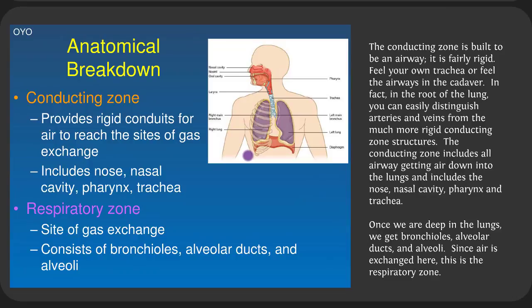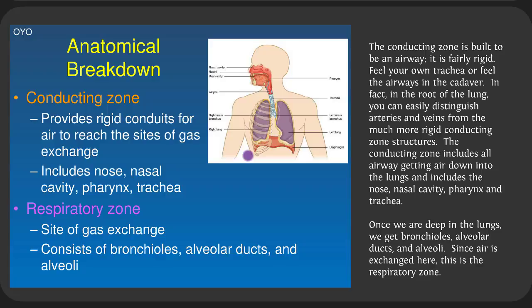The conducting zone is built of a rigid airway. You can feel your trachea yourself or feel the airways in the cadaver. In fact, in the root of the lung where the blood vessels go in and where the airways go in, you can easily distinguish arteries and veins from the much more rigid conducting zone structure. So when you feel around at the entry into the lungs, you can tell which ones are airways because they're so much more rigid.